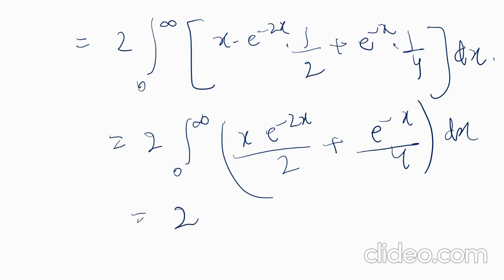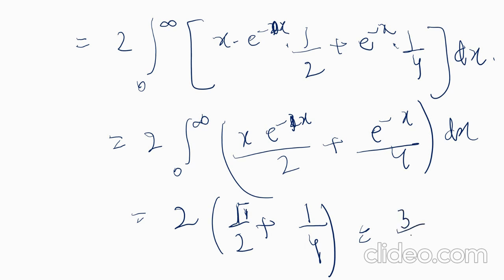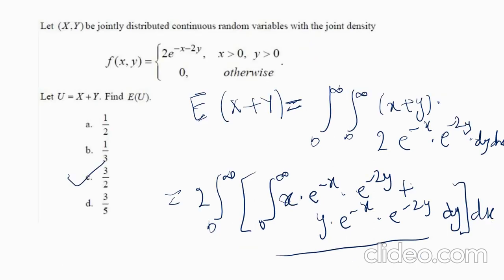Now for this, if you do the integration, 1 by 2 will come out. So x to the power 1 e to the power minus x is what? Gamma 1. And e to the power minus x, if you put infinity, it will be 0, and at 0 it is 1. So it is 1 by 4. So ultimately we will have 3 by 4 into 2, so 3 by 2 will be the expectation.